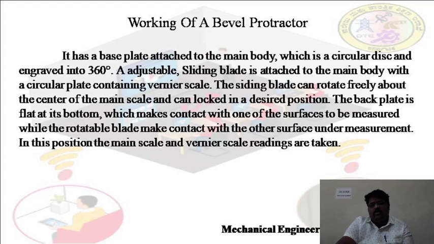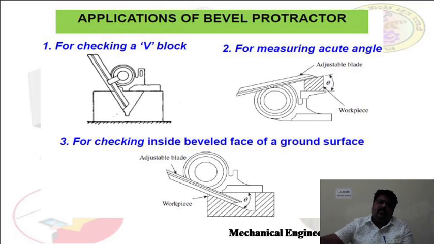So let us look into some of the uses of the bevel protractor, like applications of bevel protractor. So bevel protractor is used for checking a V block. You can look into the figure wherein a bevel protractor is placed on a V block to measure, right? And for measuring an acute angle for application number 2. And for application number 3, it is used for checking the inside beveled face of a ground surface, right? So these are all some of the applications of a bevel protractor. Hope you all have understood about the bevel protractor.